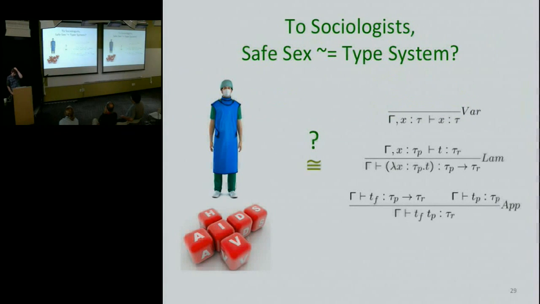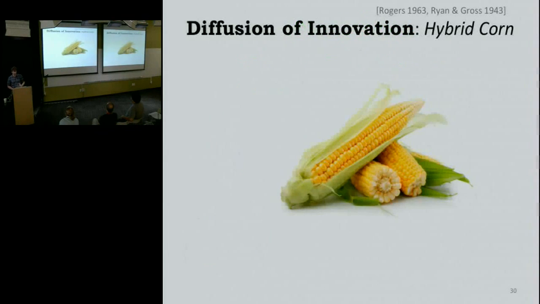So I'm going to say something really bizarre here. If I told sociologists, oh yeah, I think safe sex is like this thing called a type system, I don't think they'd laugh me out. But before we get to safe sex, let's talk about corn. That's a little easier.